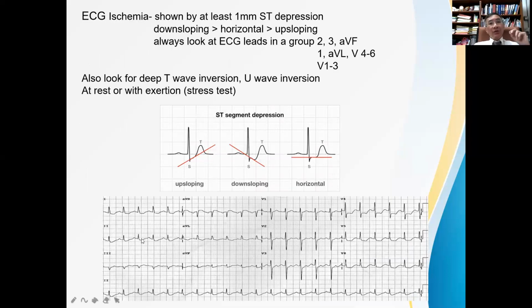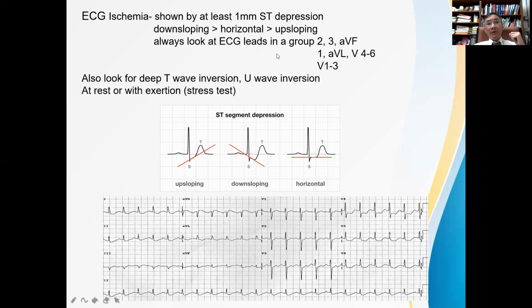Now, the ECG is a very useful tool. It is an electrical representation of the heart. We stick wires to the chest, and from the electrical activity as recorded by these wires, we are able to tell the condition of the heart. Ischemia is shown by ST depression. And if there is more than 1 mm ST depression, especially if it is downsloping, then we are concerned about the presence of coronary ischemia.